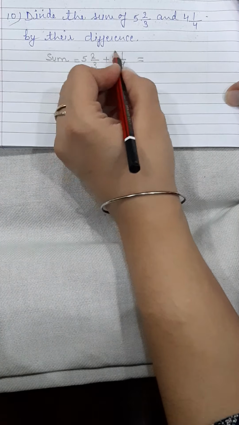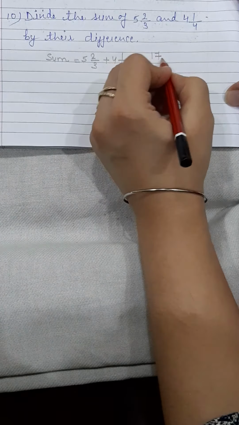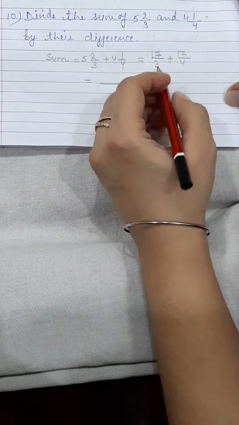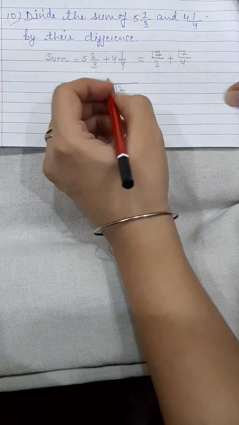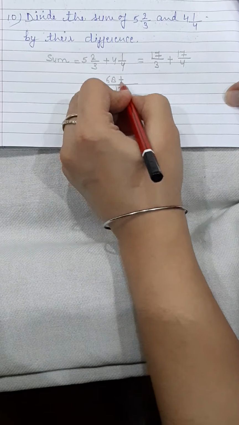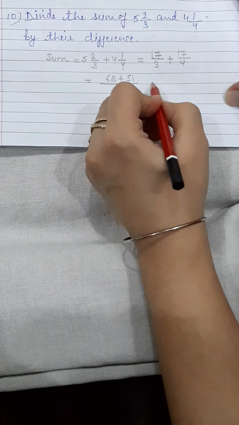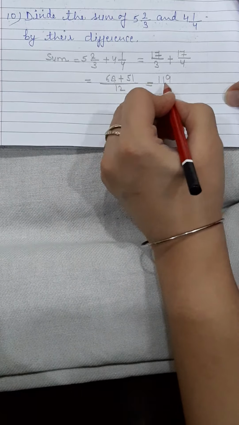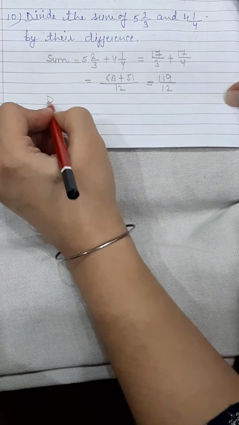Convert into improper fractions. 3 5s are 15, 15 plus 2, 17 by 3, plus 4 4s are 16, 16 plus 1, 17 by 4. Now take the LCM. LCM of 3 and 4 will be 12. Then 3 4s are 12 and 17 4s are 68, plus 4 3s are 12 and 17 3s are 51. When you add, 119 by 12 will come. Clear? Similarly, find out the difference.